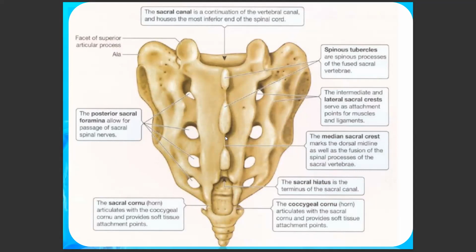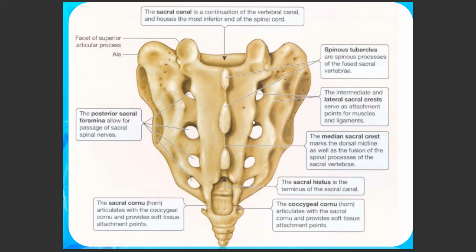These water drop shaped structures are known as the spinous tubercles, which are the spinous processes of the fused sacral vertebrae. The small, thin, thread-like continuation between the 2 tubercles is known as the median sacral crest, which marks the dorsal midline as well as the fusion of the spinous processes of the sacral vertebrae. So this is the median sacral crest.